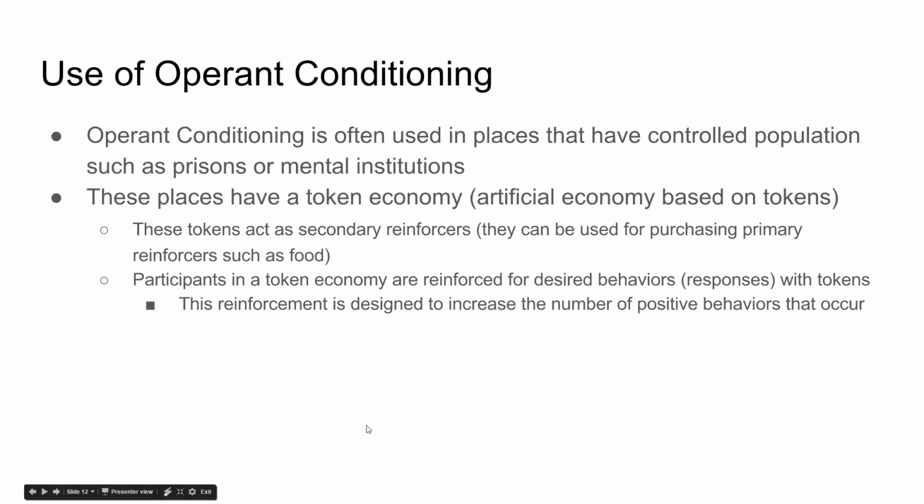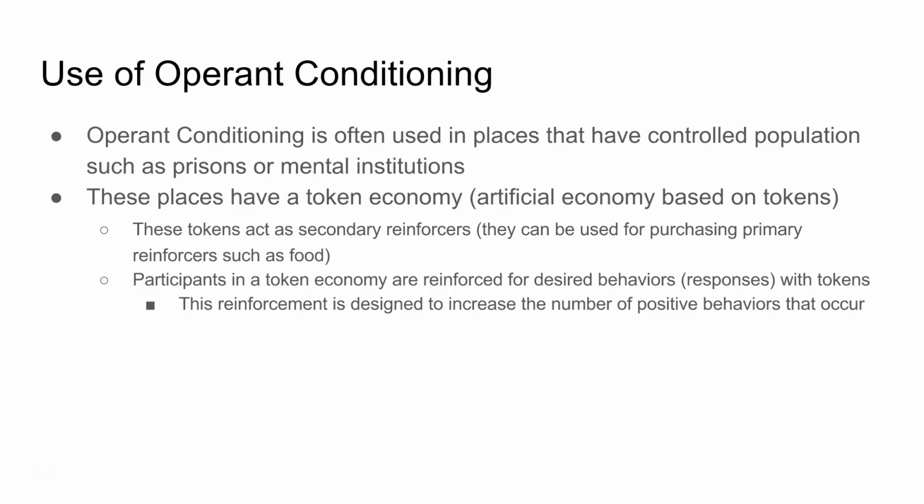We use operant conditioning oftentimes where we have controlled populations: prisons, mental institutions, schools, things like that. In general, these places run on what's called a token economy, and that's an artificial economy based off something. And these tokens are secondary reinforcers. They're not primary reinforcers, but they can be used for purchasing primary reinforcers. And so people who are participating in these token economies get reinforced with those. So if you do something properly, like if you're well behaved at the end of the week, you get these things.